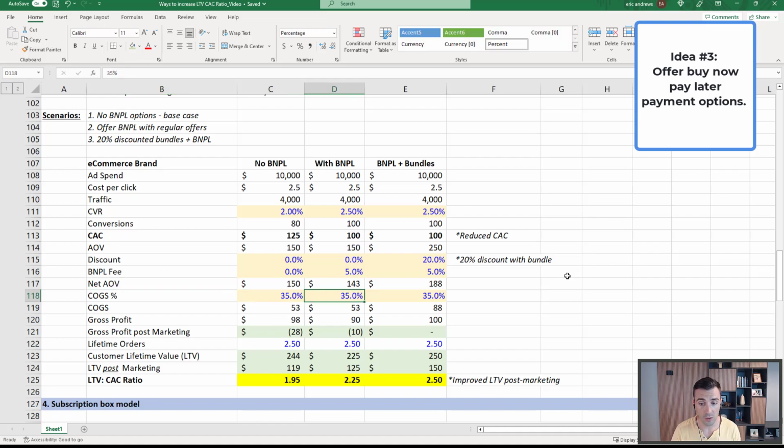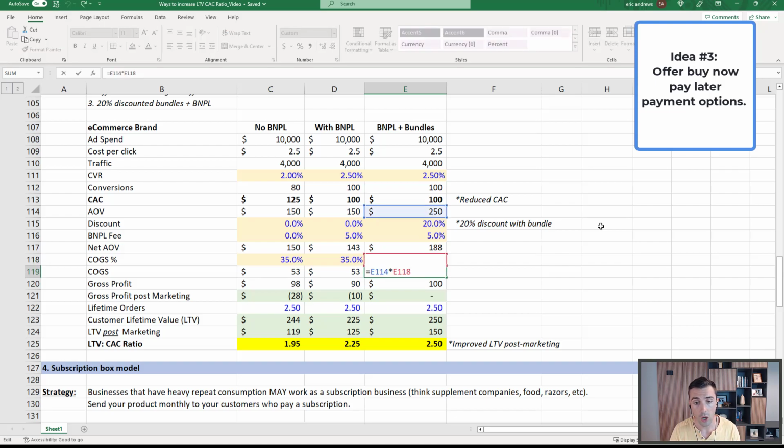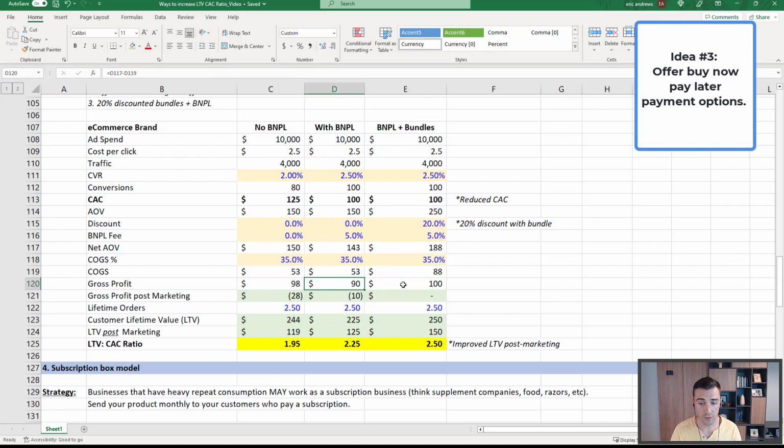Okay, so in the three scenarios, we're saying basically that cost of goods sold is 35% of revenue. So COGS is $53, $53, and then $88. And we're basing this 35% on the original AOV, the value of the product. And so we wouldn't want to base it on this lower AOV because it's really a percent of the undiscounted products. So gross profit is 98, 90, and 100.